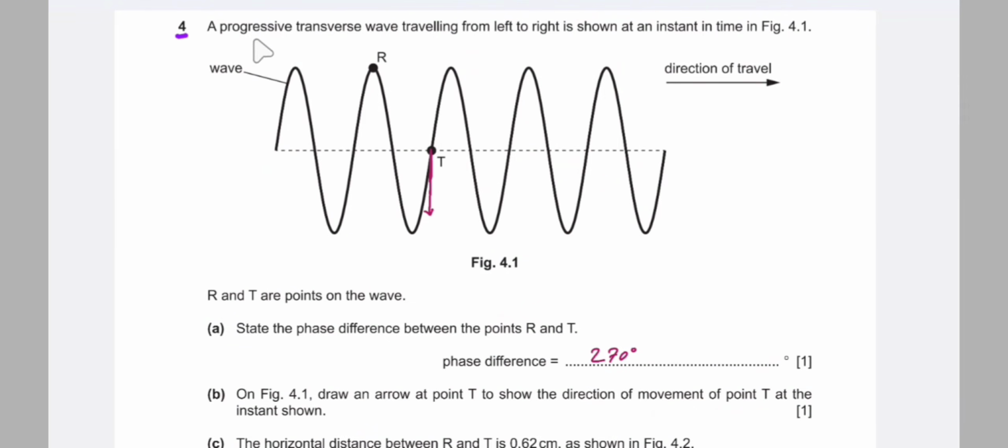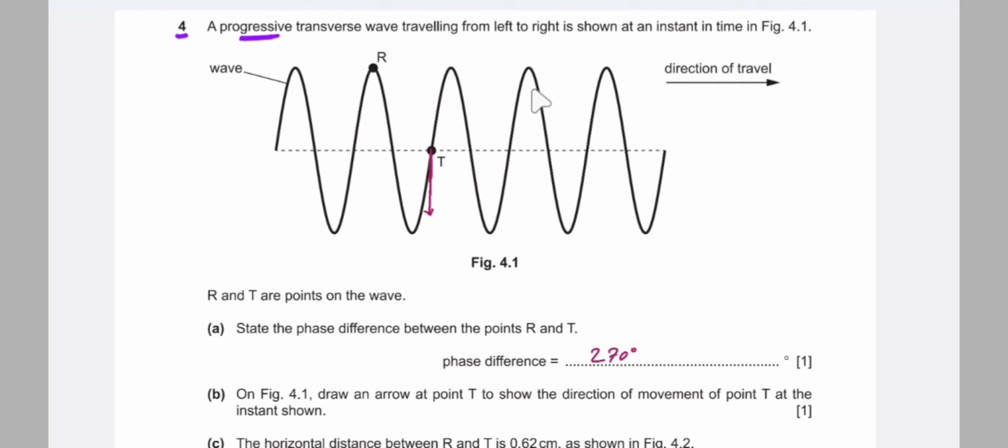We need to remember that this is a progressive wave and not a stationary wave. If it were a stationary wave, since the two points are separated by a node, the phase difference would be 180 degrees, or if they are within the same loop between nodes, they have a phase difference of 0 degrees. This is for a stationary wave. But for a progressive wave, what is the phase difference?